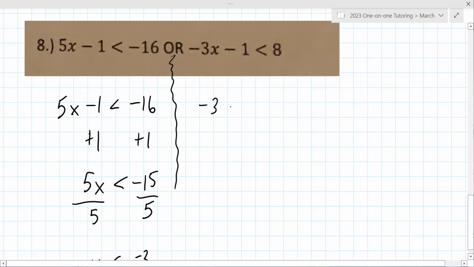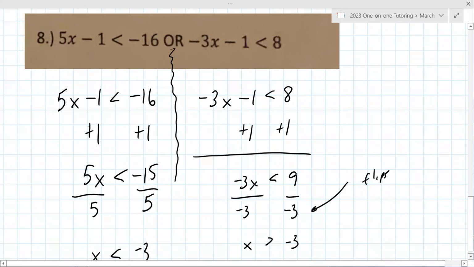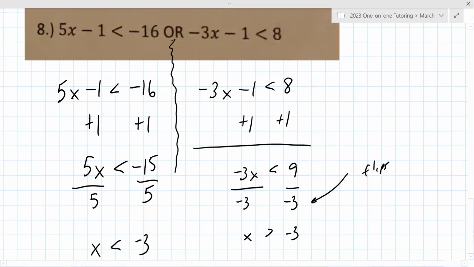And then the next one. So we got -3x minus 1 greater than 8. Okay, so you add 1 and get -3x greater than 9. Then you divide by 3, and then this one flips, right? You're dividing by -3. That's why it flips. Yeah. So x is greater than -3. Yeah.